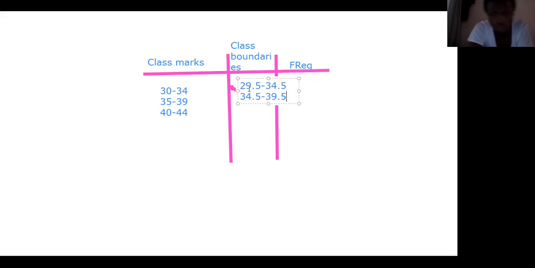So that's what we are going to do. This one becomes our class boundaries. This one becomes our class boundaries. And when we get to the advanced class, I will show you where we use it and so on and so forth. So it's not always you are going to get 0.5.